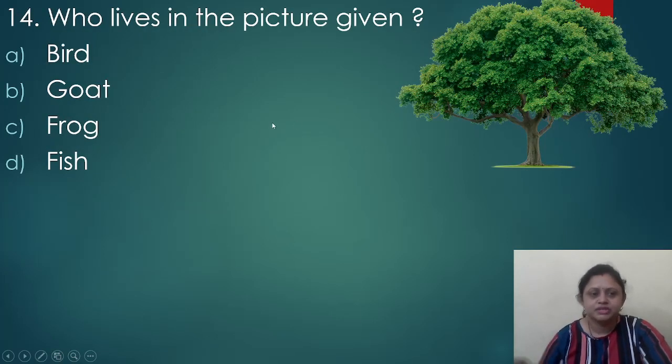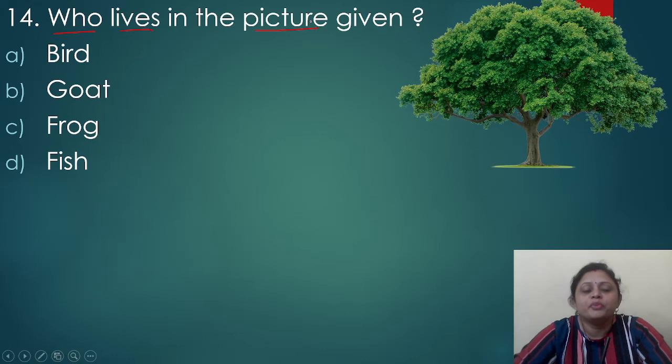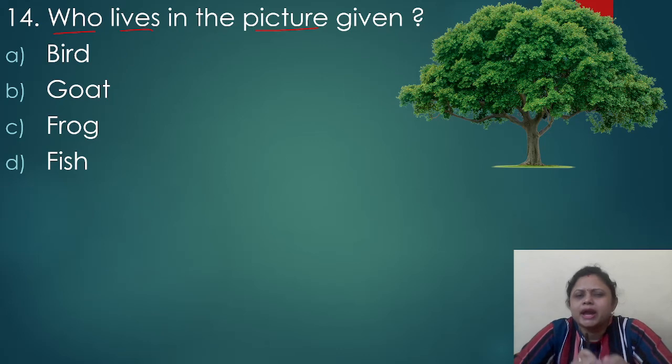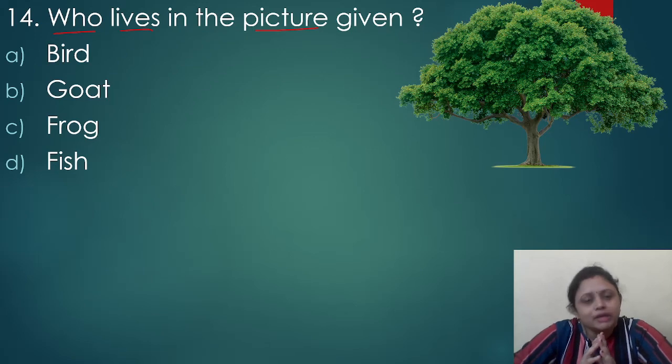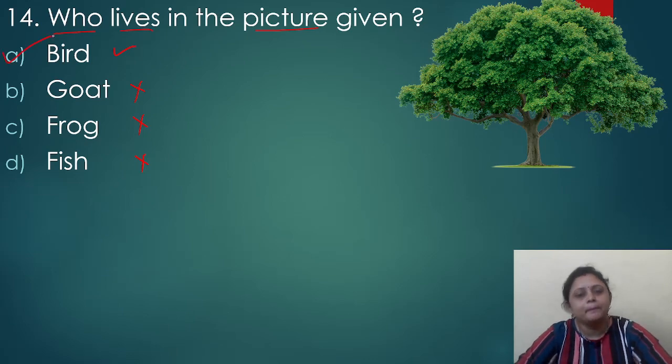So coming to the next question, who lives in the picture given? Option A, bird. B, goat. C, frog. D, fish. And what is the picture given? That is a picture of a tree, right? So can you tell me which lives in the tree? You can write in the comment box. Birds live in the tree. Yes, they do. Do goats live on the tree? No. Frog? No. Fish? Of course not. They need water. So the correct answer is option A, bird.